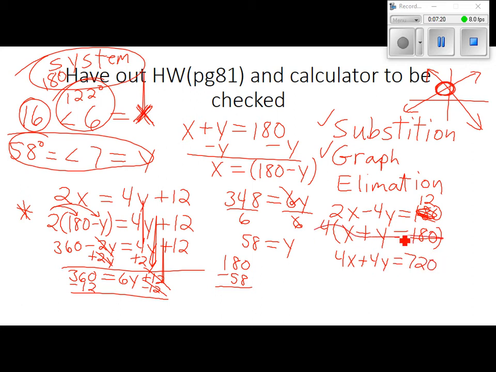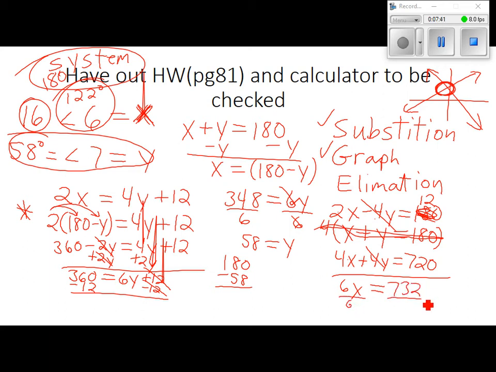Now we're just going to add them straight down. What's 2x and 4x give us? What's a negative 4y and a positive 4y give us? Cancel out. That was the whole purpose. Elimination. We eliminated the y's. 12 and 720.